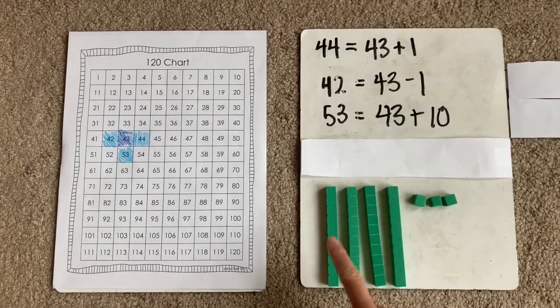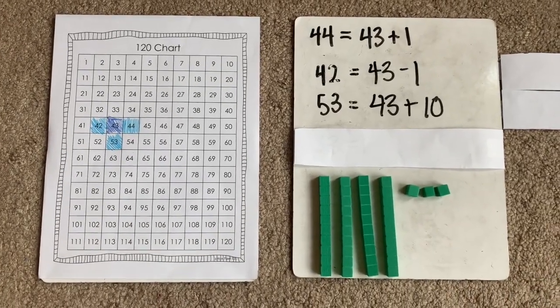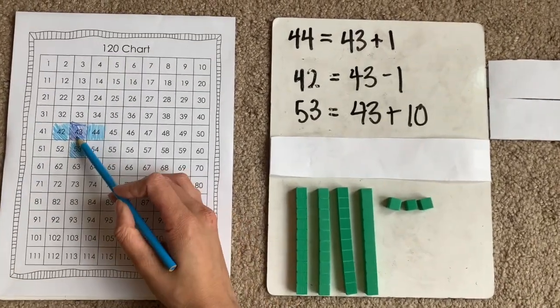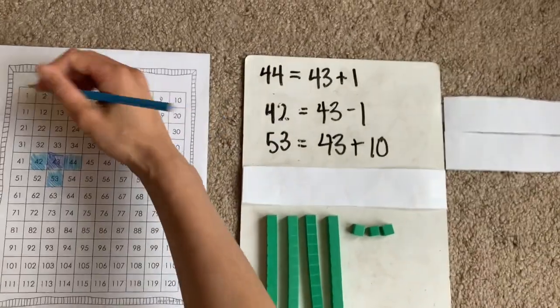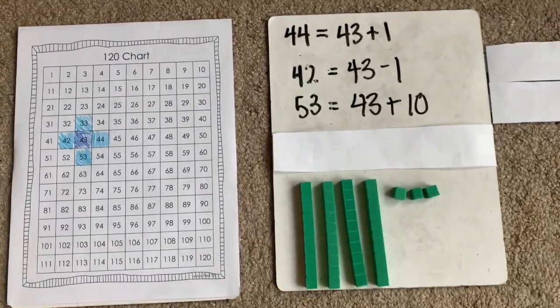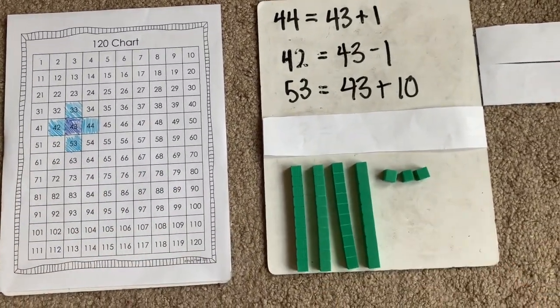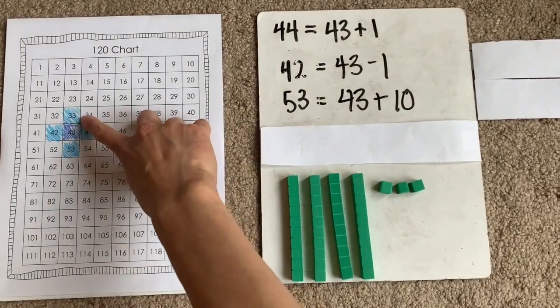Now we are back to 43 cubes. And we're going to find the last neighbor number. The one number above 43 is 33. So go ahead and think about, what do you need to do to 43 to change it into the number 33?